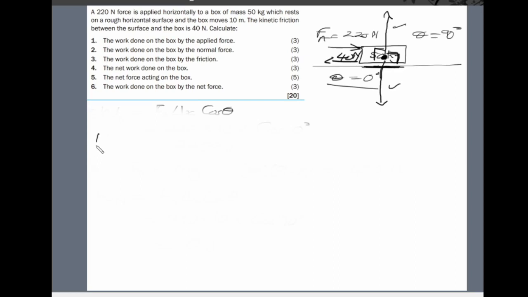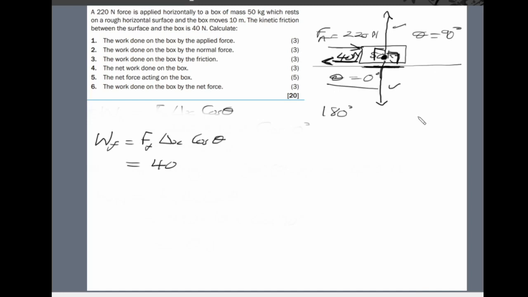So now the work done by the frictional force will be equal to the magnitude of the frictional force times the displacement times cos of our angle theta. So the magnitude is 40. Sorry, here I said the angle between the frictional force and the displacement of the object is 0, but it's not 0, it will be 180 since the frictional force is acting in the opposite direction to the displacement of the object.